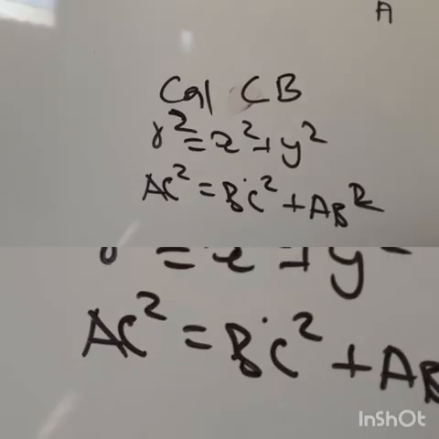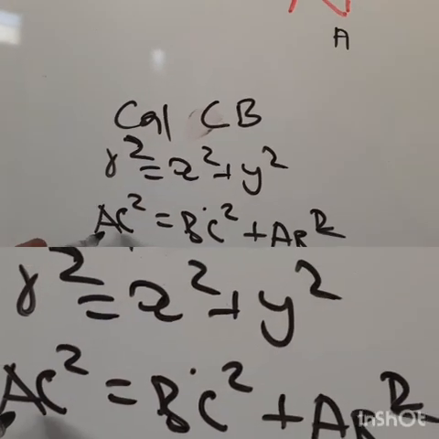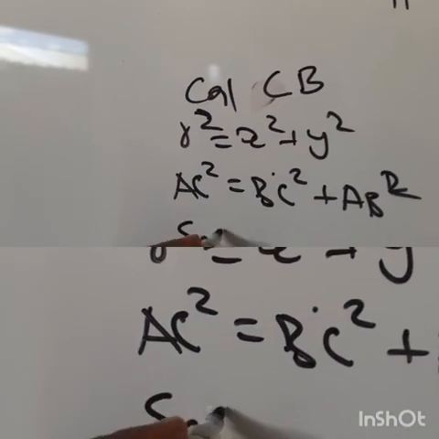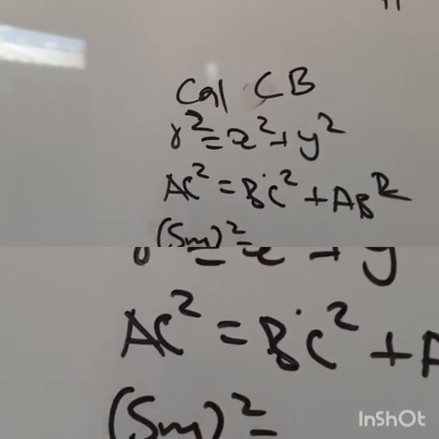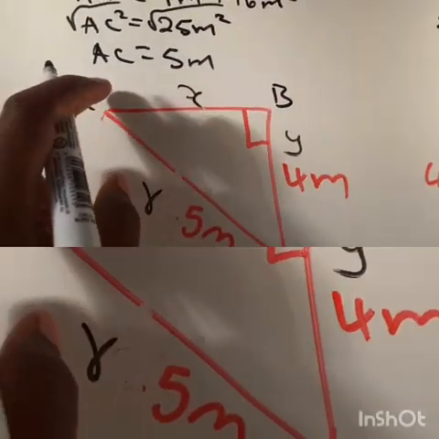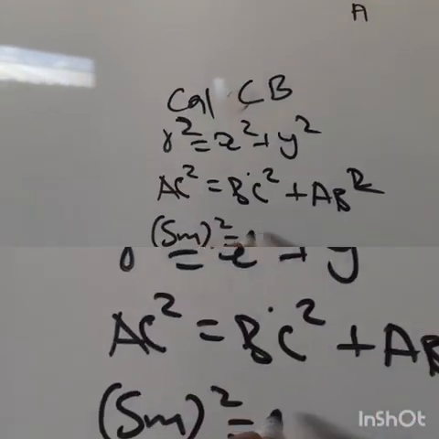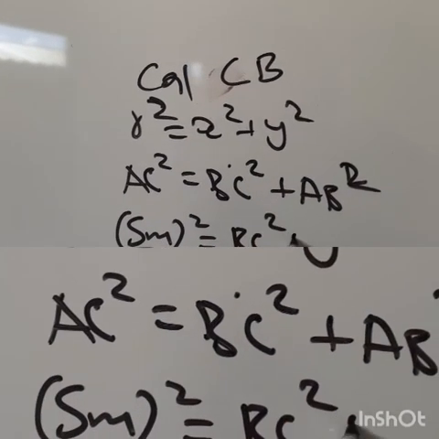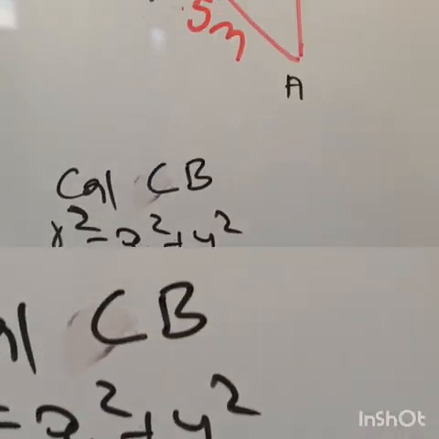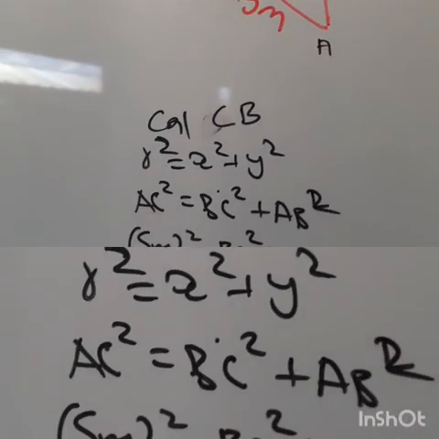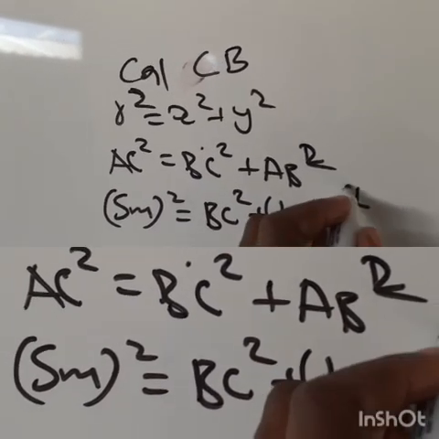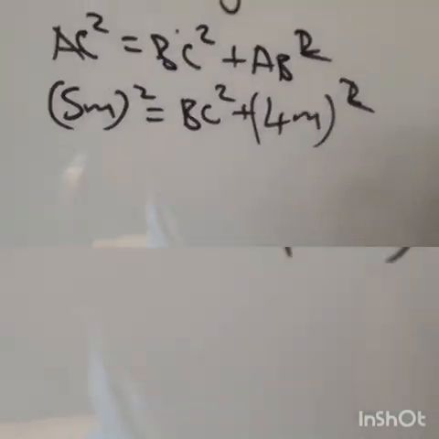When we substitute, where there is AC, I've been given 5 there, therefore it's 5 meters squared. Don't forget the brackets. Where there is BC, I've not been given anything. I continue writing BC squared plus, where there is AB I've been given 4 meters there. It's 4 meters squared. Don't forget to put in the brackets.